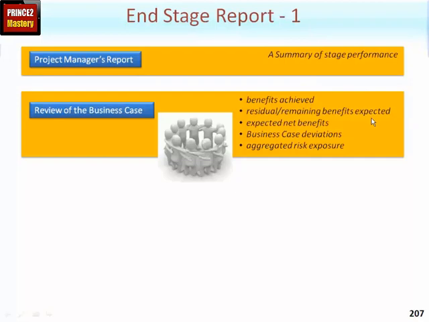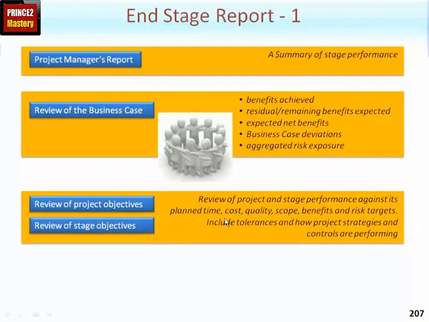These remaining and residual benefits will consist of any that are still expected for the remaining stages or those expected after the project has completed. The expected net benefits, and by way of summarising the business case, any deviations that have been made. This part finishes by giving an aggregated summary, if you will, of the risks remaining.